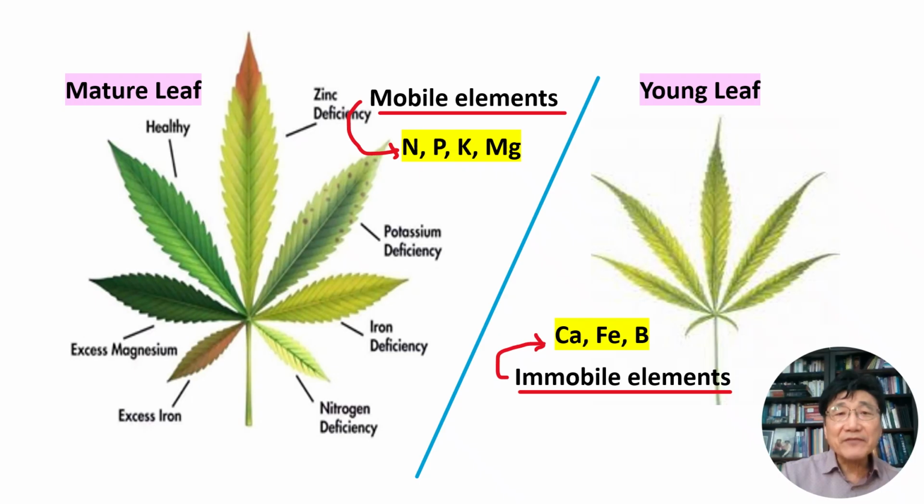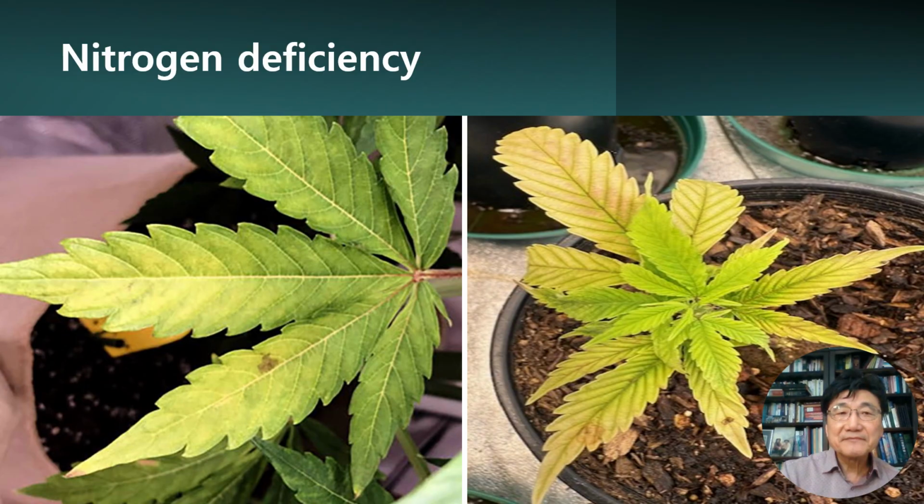This slide briefly illustrates the nutrient deficiencies of mobile and immobile elements that appear in mature leaves and those that appear in young leaves. Now, let's examine these deficiencies one by one.